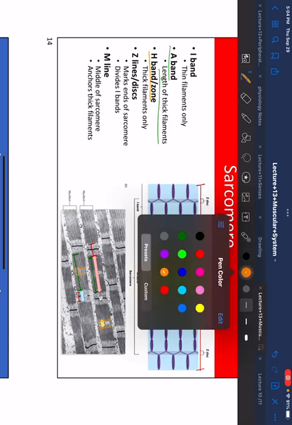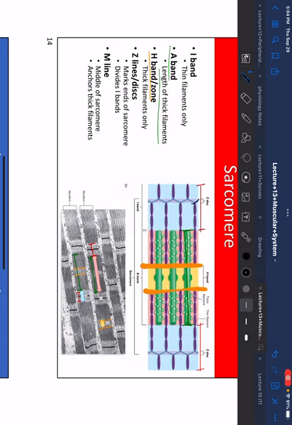Z discs, Z lines, which we identified here, they again mark the boundaries or ends of each individual sarcomere. And another way of defining the Z discs is they divide the I band. Here's an I band, the Z discs divide them in half.